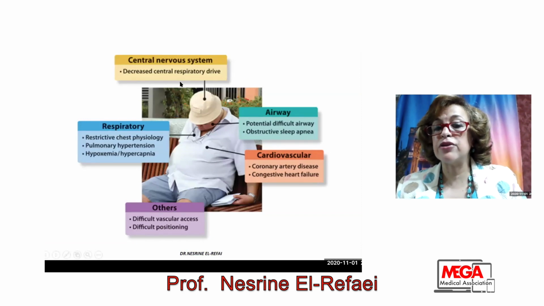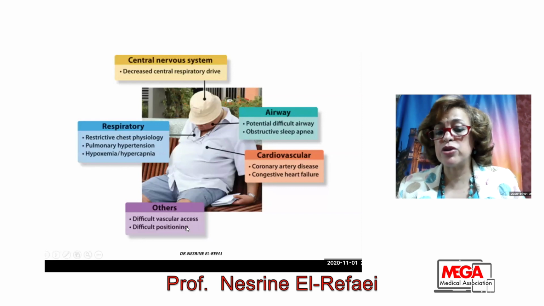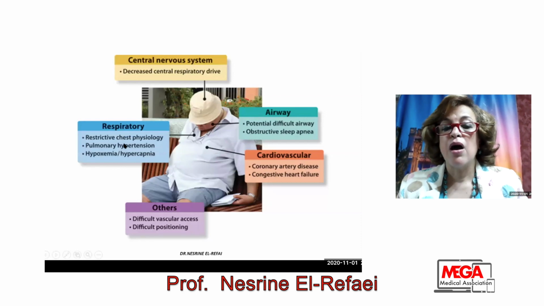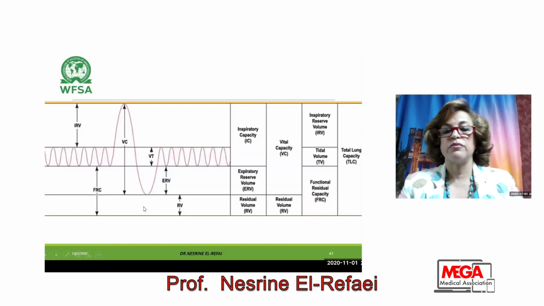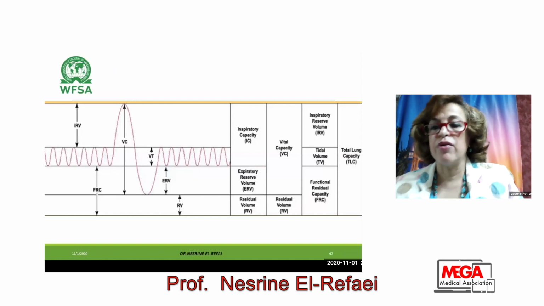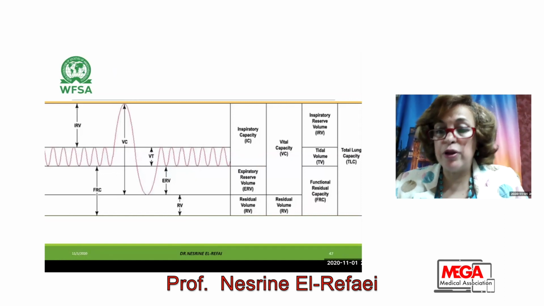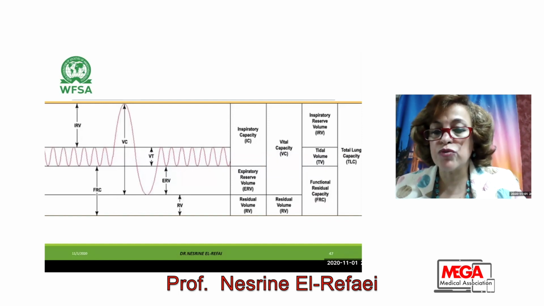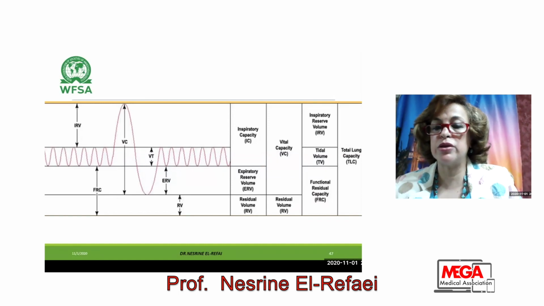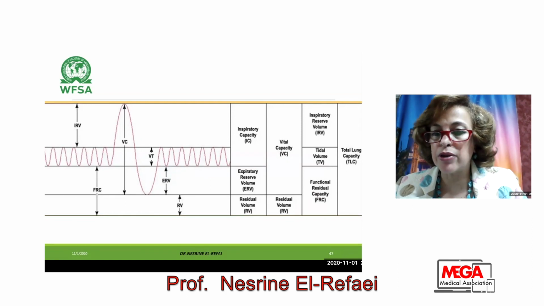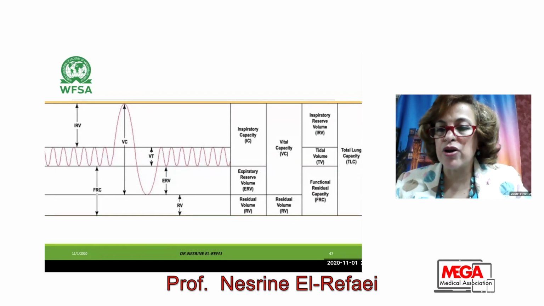He has decreased central respiratory drive. The airway is potentially difficult, with obstructive sleep apnea, usually coronary artery disease, congestive heart failure, difficult vascular access and difficult positioning, restrictive chest physiology, pulmonary hypertension, and hypoxemia. That's why when we have an obese or morbidly obese patient, we ask for an important investigation, which is spirometry or pulmonary function tests.